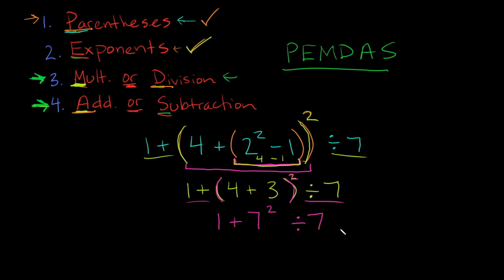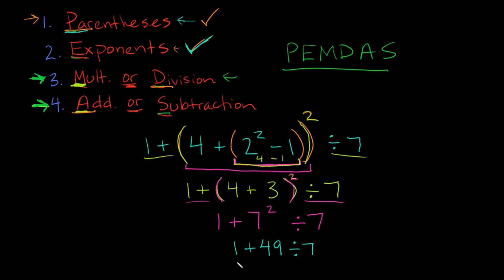Now, do we have any more parentheses left? No. All right, so let's move on to the next step. Exponents. Do we have any exponents here? Well, yeah, we have this 7 squared right here. So that's what we're going to solve next. Okay, so what's 7 squared? Well, that's simply equal to 49. Okay, 7 times 7 is equal to 49. All right, now that we did that, let's bring down the rest of our problem again. So we have 1 plus 49 divided by 7. Okay, did we take care of all the exponents? Yes. All right, let's move on to the next one.